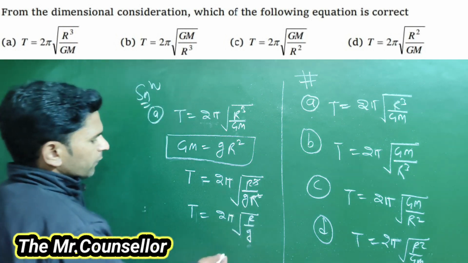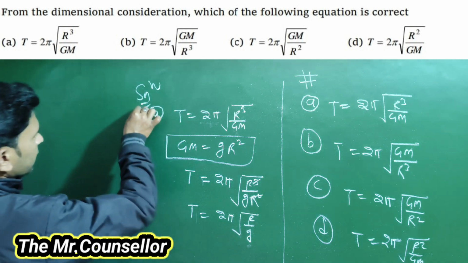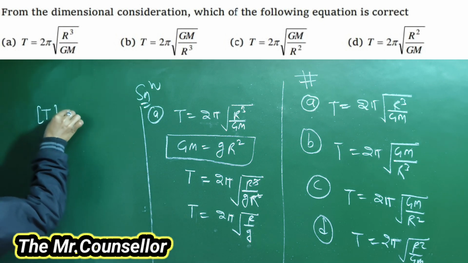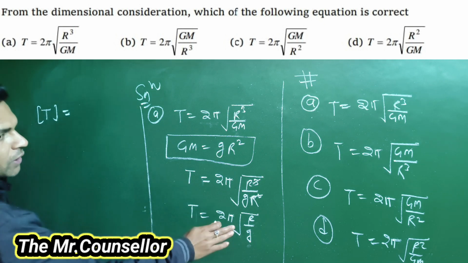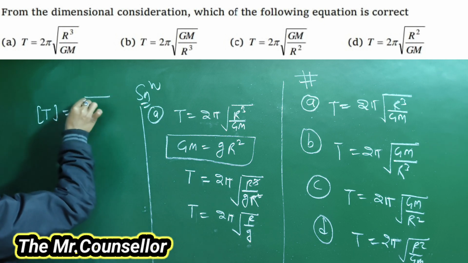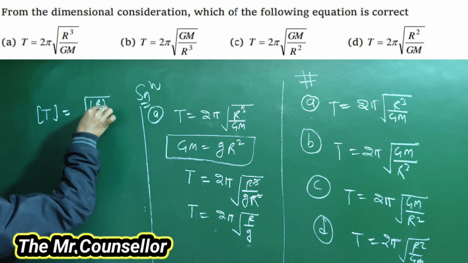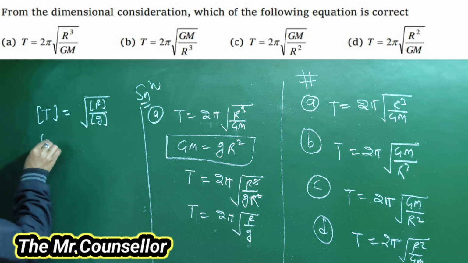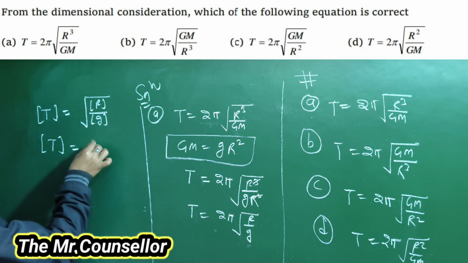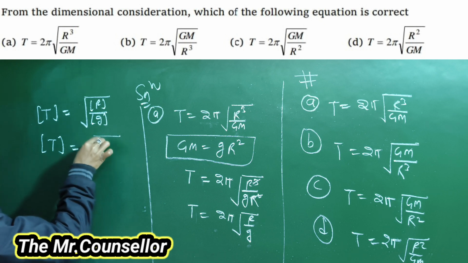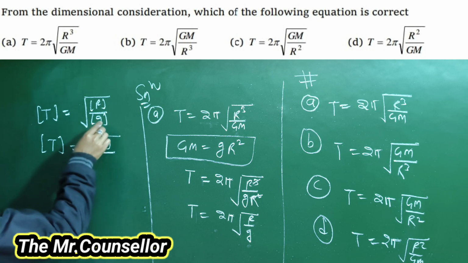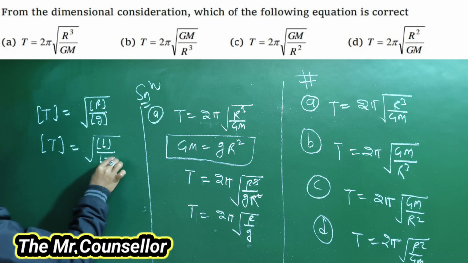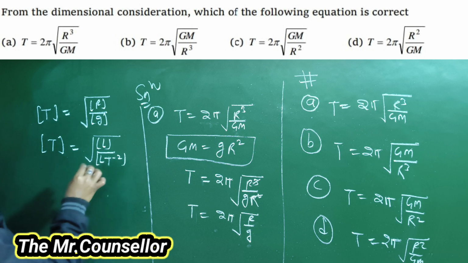Okay, so now if we place the dimensional formula, what can we write? Dimension of T is equal to, we can write, 2 pi, no need to write it if we are writing the dimension. So here we can write the dimension of r and the dimension of g. Is it okay or not? So we can write here T is equal to L divided by, what can we write here, tell me. So LT minus 2. Is it okay or not?